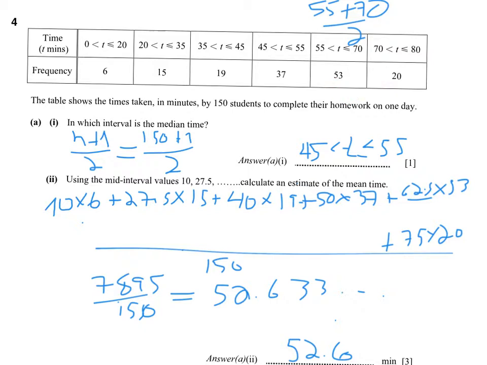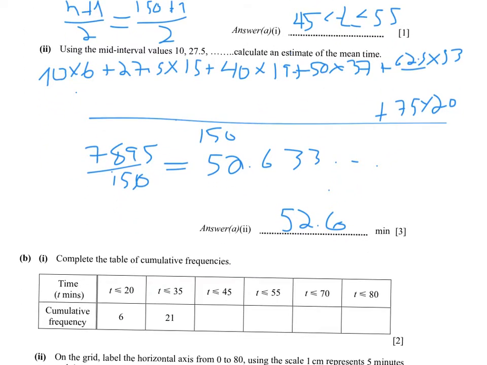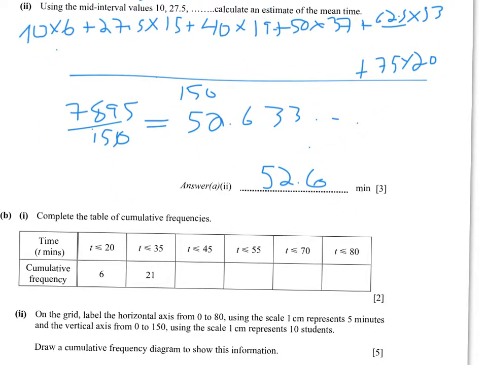Got to my total. 150 are less than or equal to 80 minutes. So that works for us. Fill in all those values. Cumulative: add all the frequencies up to that point. Do a graph, and we have to pay attention to the scale here. Use 1 centimeter equals 5 minutes on the horizontal axis, and 1 centimeter represents 10 students up to 150 on the vertical axis.